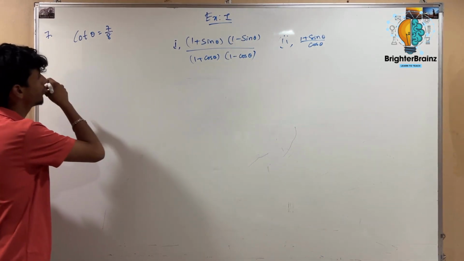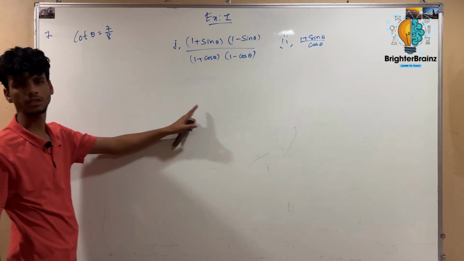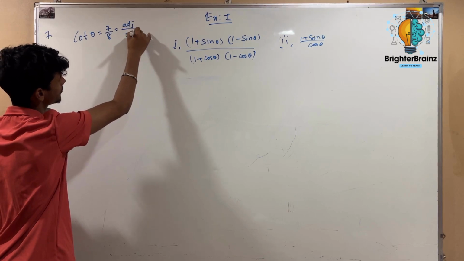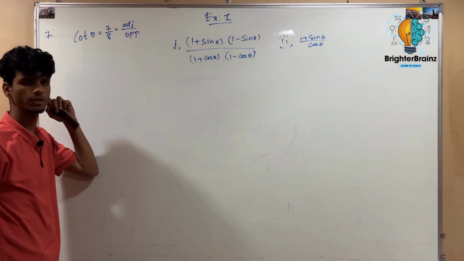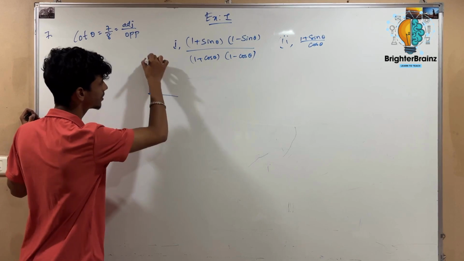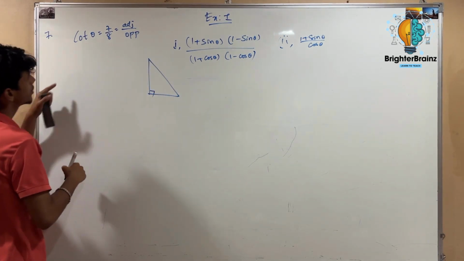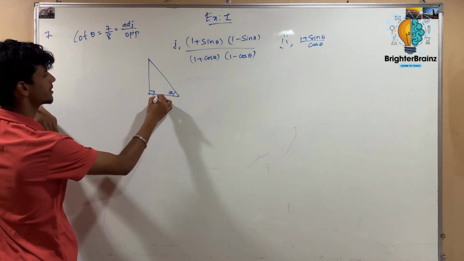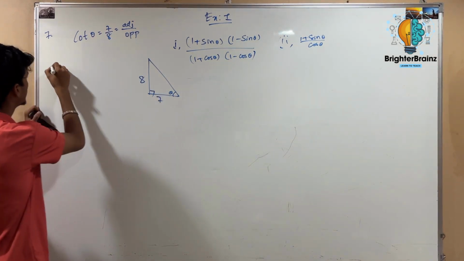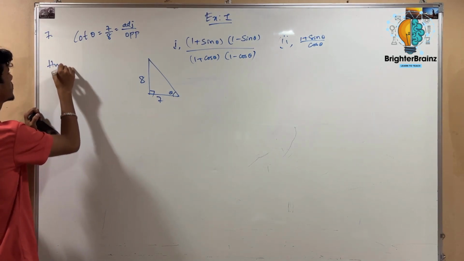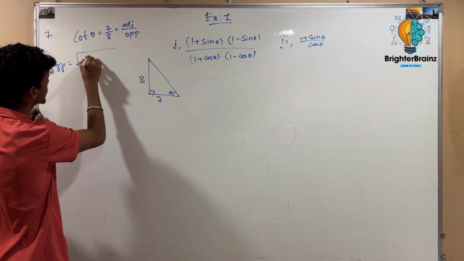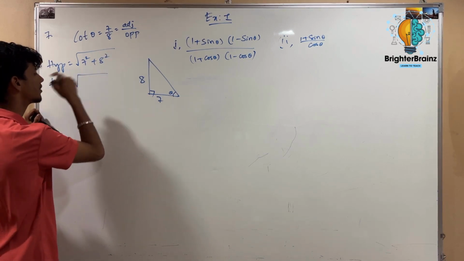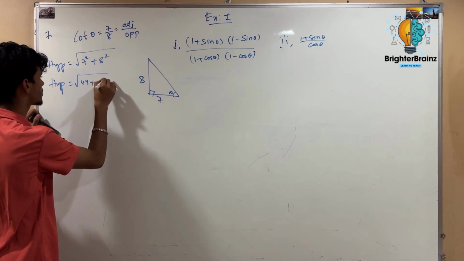For finding sine theta and cos theta, hypotenuse is a must. Actually cot theta is adjacent by opposite. There is no hypotenuse involved here. So we need to find hypotenuse by using Pythagoras theorem. Let us take this as theta. Then the adjacent side will be 7 and the opposite side is 8, and next using Pythagoras theorem, hypotenuse is equal to root over 7 square plus 8 square, which is root over 49 plus 64.